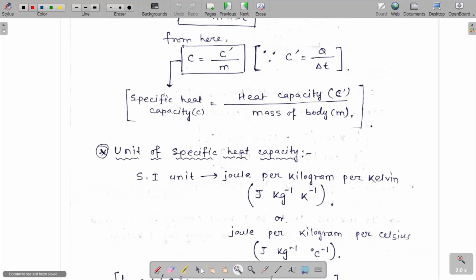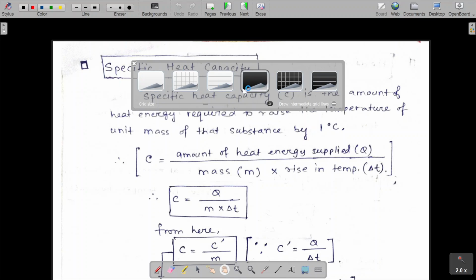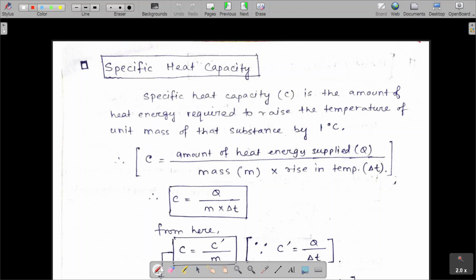Here we will read about specific heat capacity. It is also a very interesting part of this chapter. Specific heat capacity is the amount of heat energy required to raise the temperature of unit mass. Heat capacity is for the whole body, raising the temperature of the whole body. Specific heat capacity means raising the temperature of a unit mass of that substance by 1 degree Celsius. You may say 1 Kelvin.